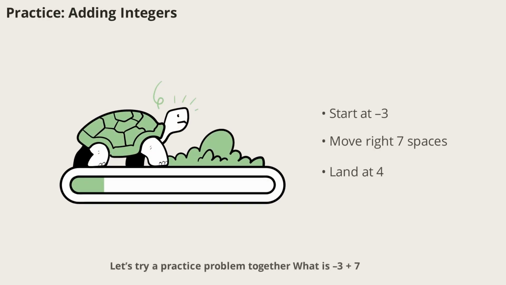Let's try a practice problem together. What is -3 plus 7? Start at -3 on the number line and move 7 spaces to the right. You'll land at 4. This shows how adding a positive number moves you to the right even if you start with a negative number. Practicing these problems helps you build confidence and speed.